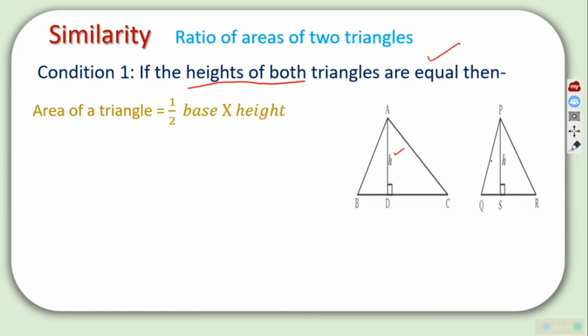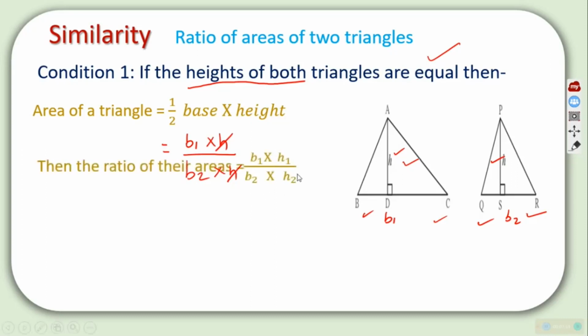H here, H here. What is different then? BC is different from QR. So what will I have to write? I will continue from here. Then I know that it is B1, let this be B1 into H, because H is given. B1 is different, and B2, let this be B2, and into H. So what will happen? So naturally the H will get cancelled.